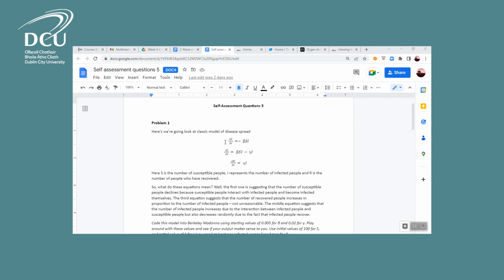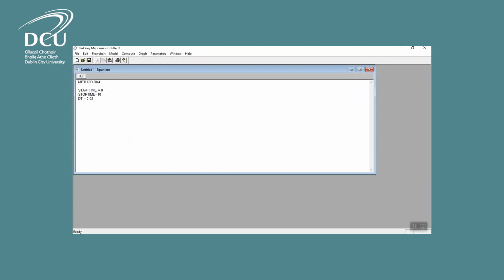So what we want to do is code this into Berkeley Madonna. And I suppose the thing here is there's more stuff to code, so there's more potential to go wrong. But I think the key thing is to stick to our process, and just be systematic about what we do. So I'll go into Berkeley Madonna now. I'll leave stop time and all that kind of stuff as it is. So we've got DDT of S equals something, DDT of I equals something, and DDT of R equals something.